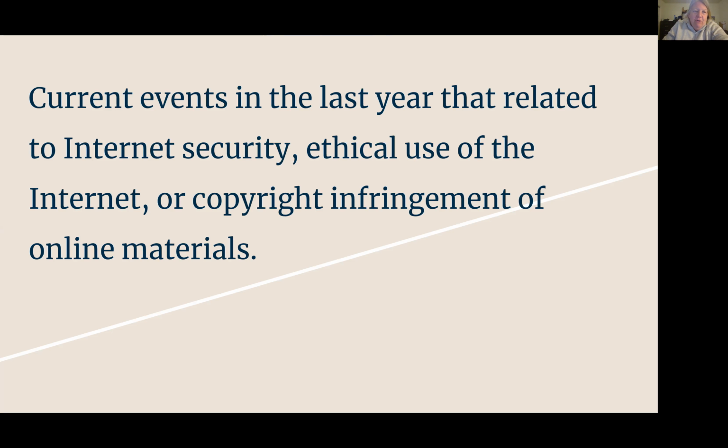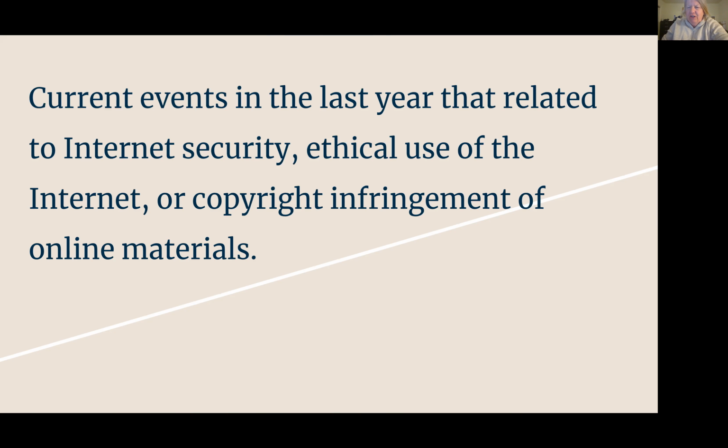For your key assignment, you're supposed to choose a current event in the last year that relates to internet security, ethical use of the internet, or copyright infringement of online material. Pick any current topic, cite the source of where you got the article, and then write a 2 to 3 page paper about that. You'll learn quite a bit by doing this research, and it will be a tool you can use in your classroom as an example of internet security or ethical use of the internet.